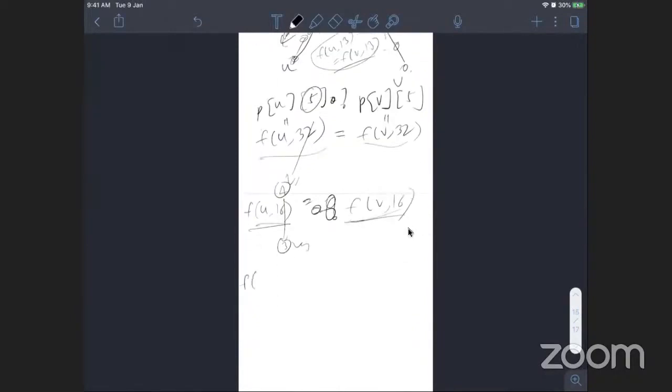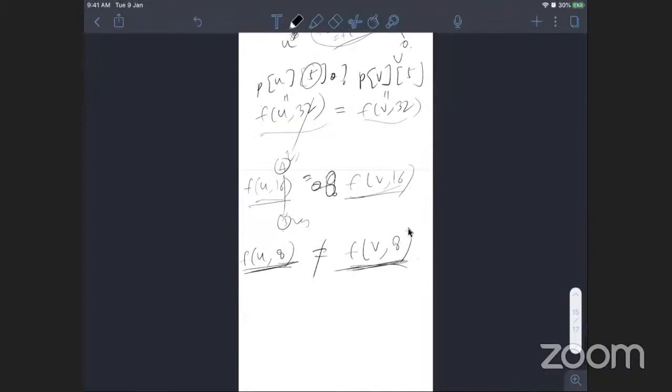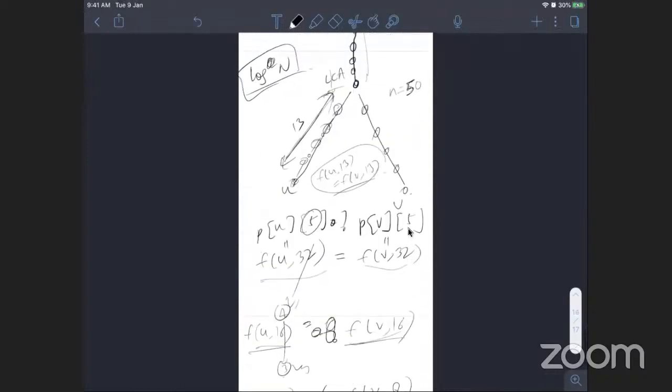Then we went to the third. So we say, what is f of u8 versus f of v8? And u8 and v8 were basically the eighth parent of u and the eighth parent of v. This will not match. For the first time, we are actually picking a position where they don't match. So because these don't match, you can actually move U8 steps up and V8 steps up.